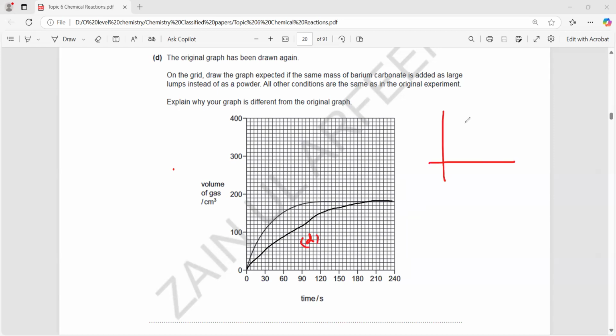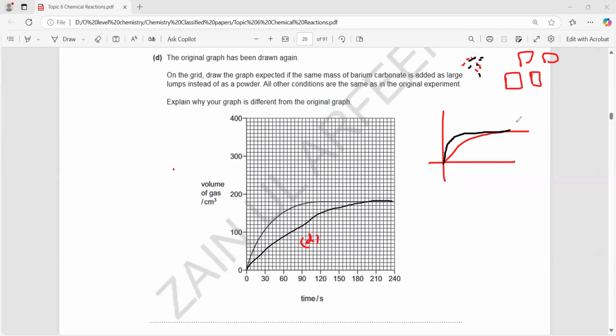Because if you use large pieces, the large pieces will have a small surface area, so the reaction will be slower. If you use a powder form, the powder will have a large surface area, so the reaction will be faster, but the final product will be the same. Why is the final product the same? Because you are using the same amount of reactant. The product will only change if we change the limiting reagent.